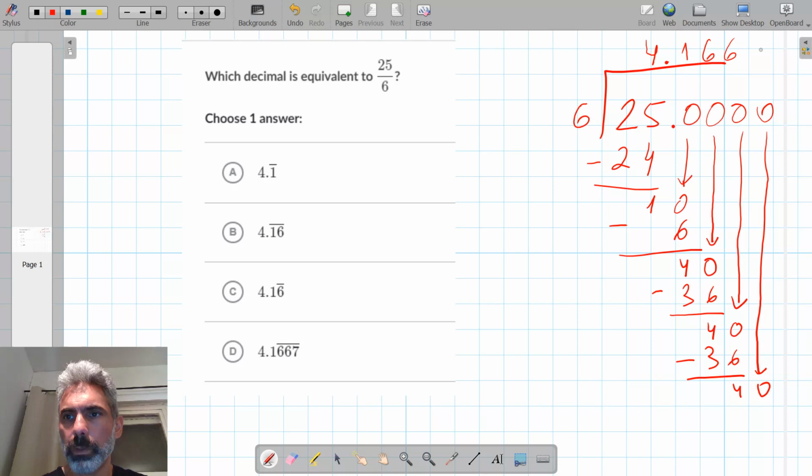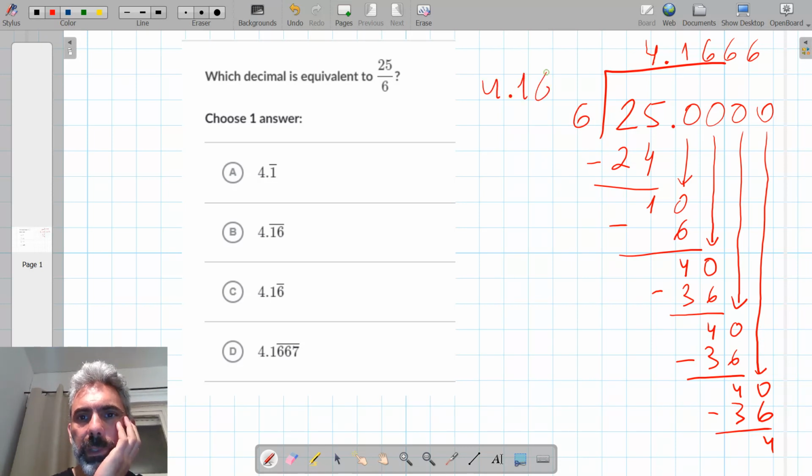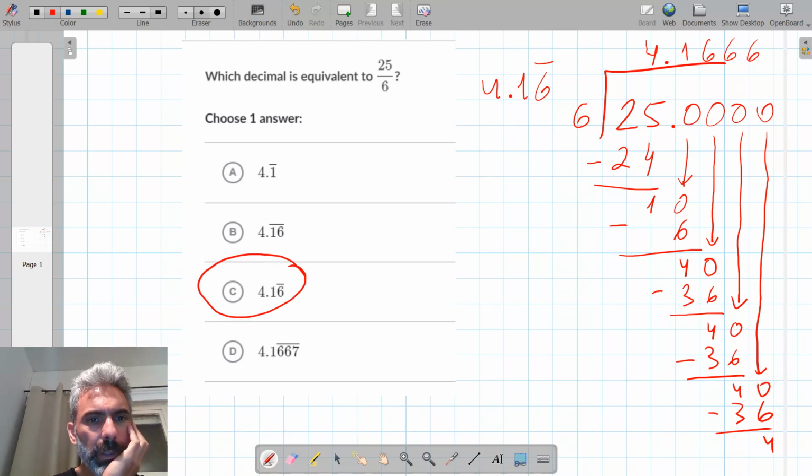6 goes into 40 6 times. 6 times 6 is 36, and so on. Okay. So it repeats. So the answer is 4.16 repeating. Okay, so see. Here it says 4.1 repeating, so 4.11111.